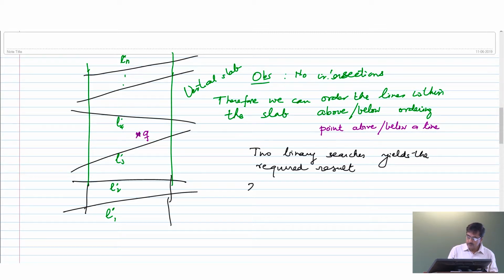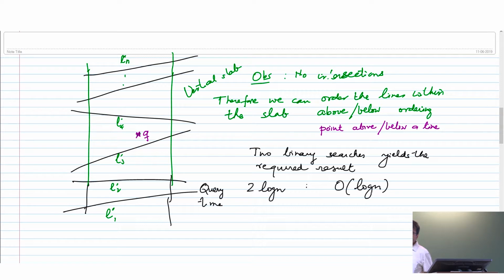So, that is 2 log n. So, query time is, which is basically order log n, right. So, we are basically back to the situation of one dimension, where there you took one binary search, this takes two binary searches, okay. And this idea actually extends to higher dimension also.